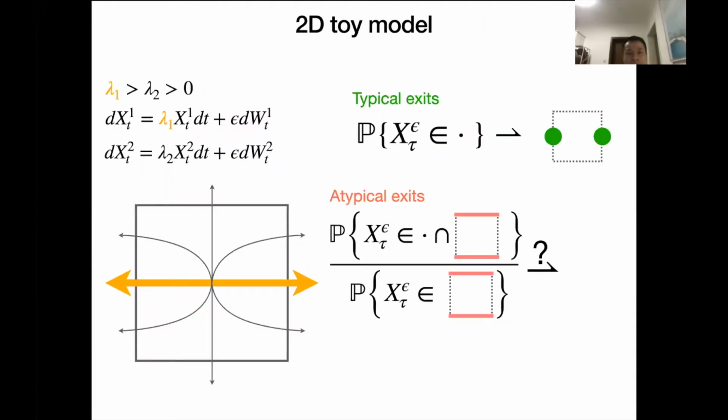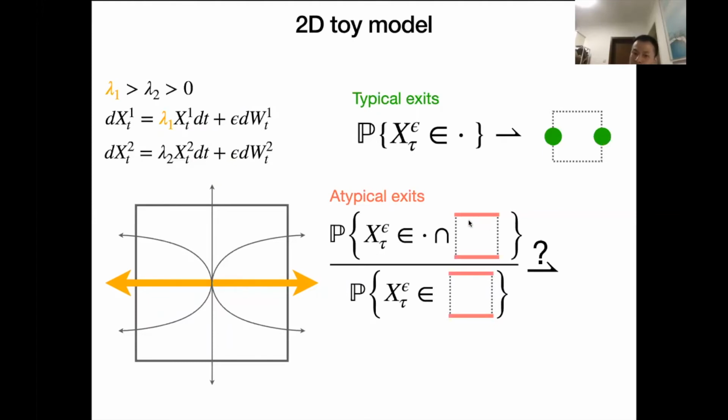So things are already interesting in the most simple case. Suppose we are now in 2D and the domain is a box, and the dynamics are linear. You have eigenvalues lambda 1 and lambda 2, with lambda 1 larger than lambda 2. Those two yellow arrows correspond to the unstable directions. Therefore, for typical exits, we know that the exit distribution should concentrate on those two green points as epsilon goes to 0.